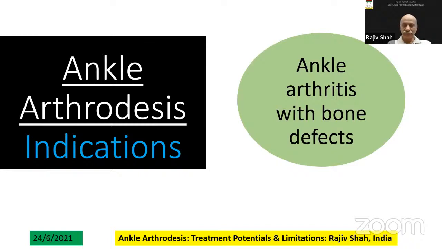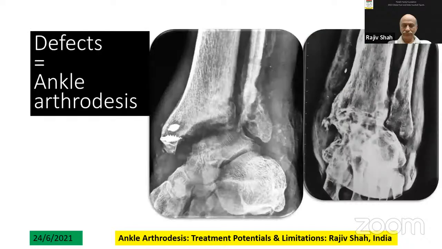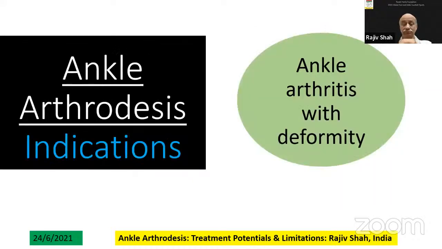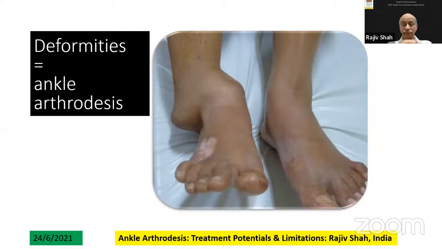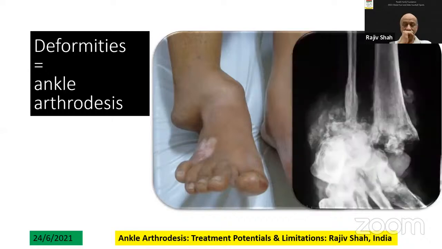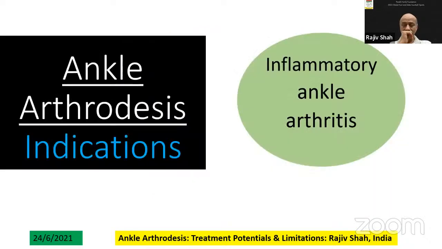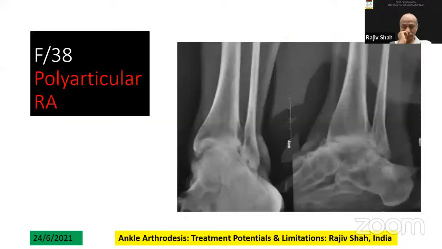Ankle arthritis with bone loss would be a pure indication for ankle arthrodesis. Such defects require to be filled with bone graft and treated with ankle arthrodesis. Ankle arthritis, when there is deformity like this, would require ankle arthrodesis.